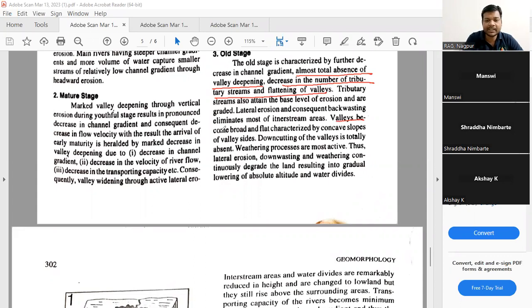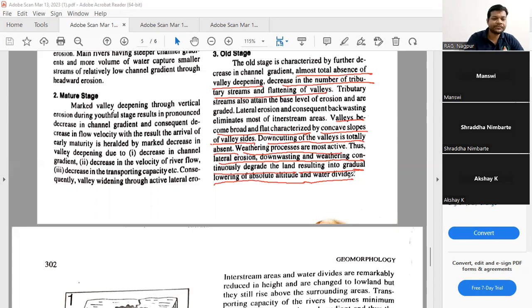Valleys become broad and flat, characterized by concave slopes of valley sides. Downcutting of the valleys is totally absent. Weathering processes are most active. Thus, lateral erosion, downwasting, and weathering continuously degrade the land, resulting in gradual lowering of absolute altitude and water levels.